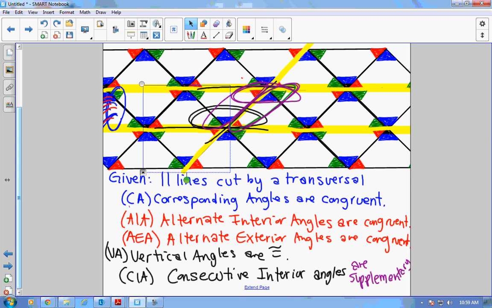Your homework tonight is using these properties, knowing that they are congruent, finding missing angles, and proving that lines are parallel.